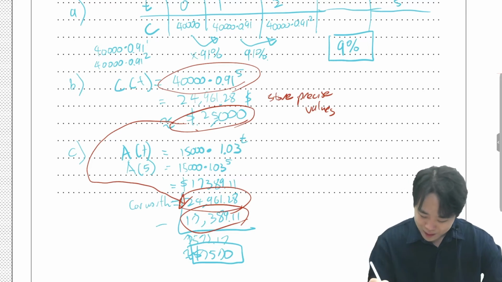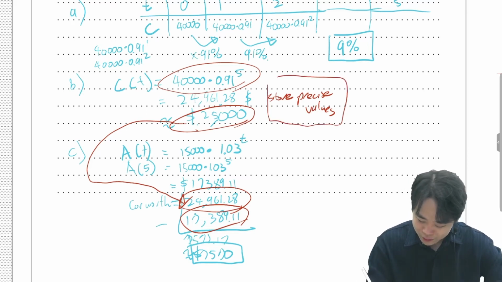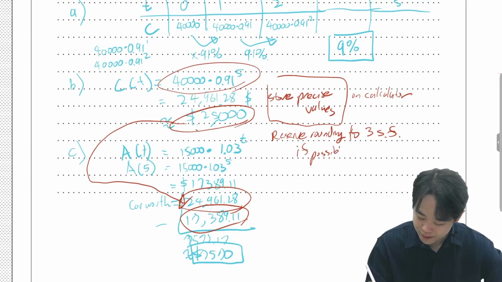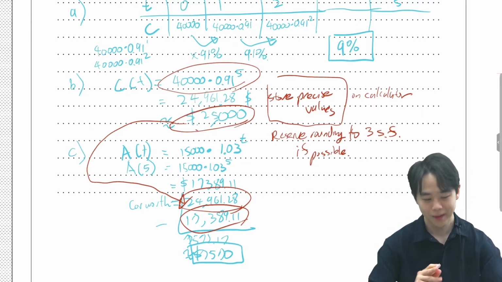Okay, so always try to store precise values on your calculator, and always reserve rounding to the appropriate sig figs to the very end if possible. Okay, so that's the main takeaway from this problem.